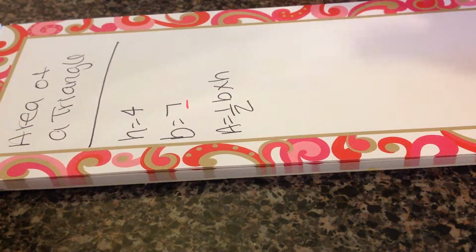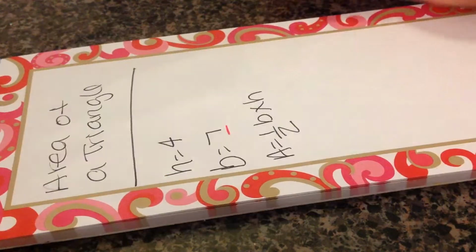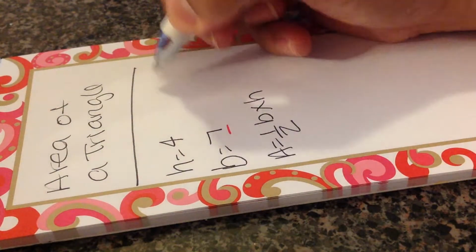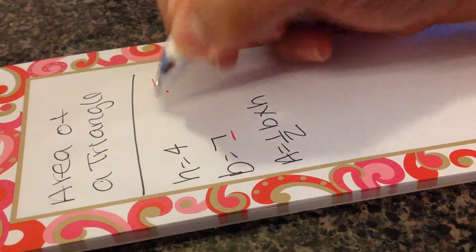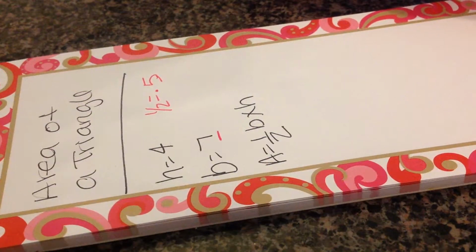Usually we divide the base by 2 to show half, but you cannot divide an odd number by 2, so what we do is we multiply it by 0.5. Because we know that 1/2 is the same as 0.5 or 5/10.